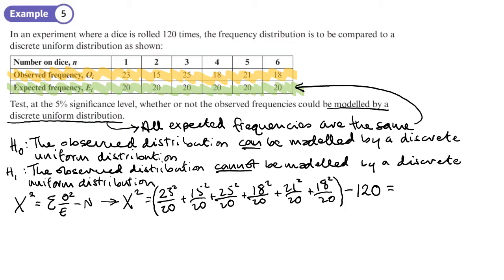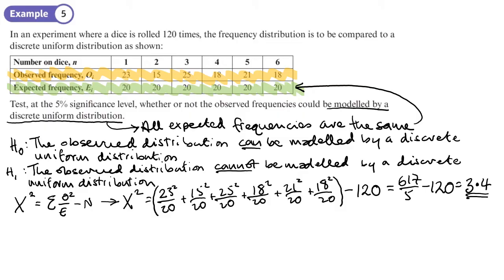Right, now for the bit in the brackets, we get 617 over 5 minus 120. So I will get 17 over 5, which is 3.4. Okay, so this is my calculated value of x squared. Now what we need to do is compare this to chi-squared so that we can decide whether to accept or reject H0. Is that variance number 3.4 close to the discrete uniform distribution, or is it too far? That's what chi-squared will tell us.